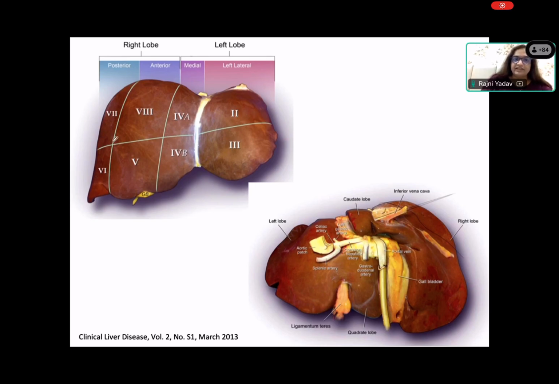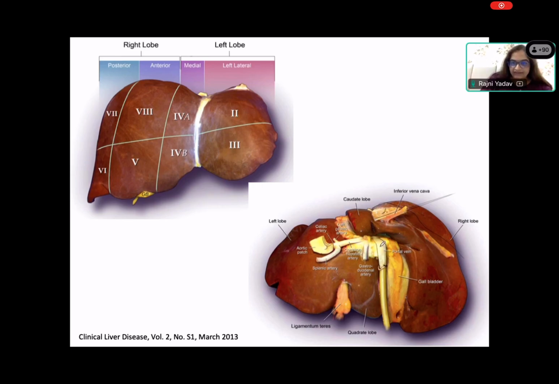When 2 segments each are taken out, or if you take these 4 segments out, that will be called a right lobectomy. Similarly, if you take out 2, 3, and 4, that becomes a left lobectomy. Similarly, it can be a right extended lobectomy when, other than the right lobe, you take out segment 4 also. Left extended is when you take out 2, 3, 4, and 5 and 8. On the anterior aspect, you can see segment 1. Segment 1 is seen on the posterior aspect, which is known as the caudate lobe.